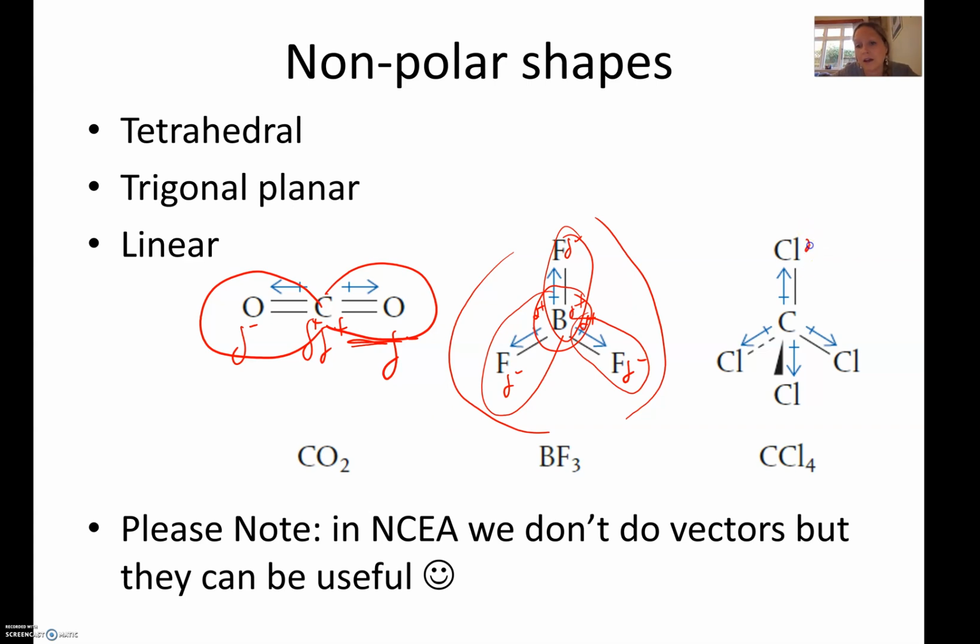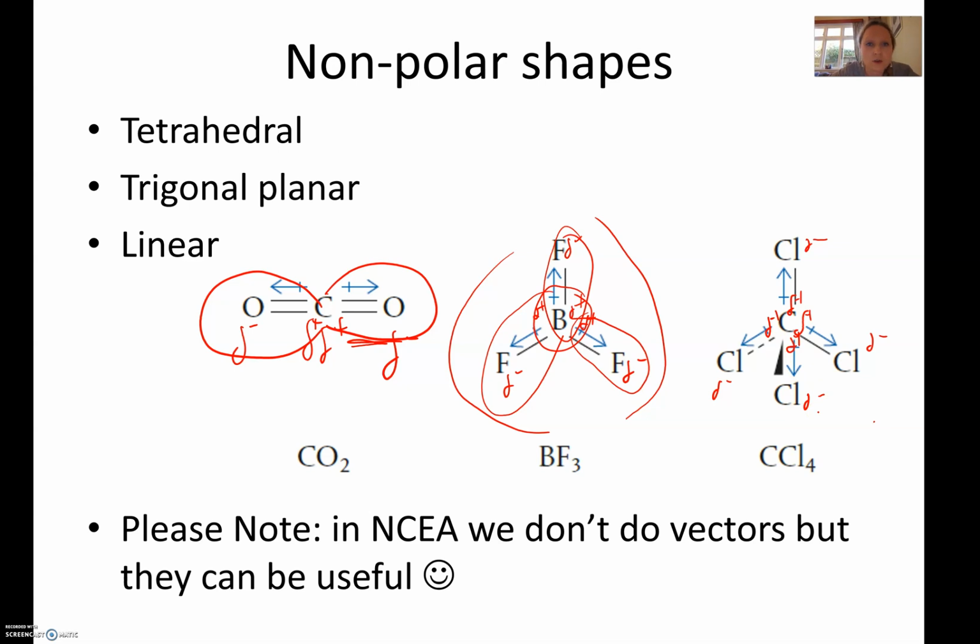Let's look at this one here. Chlorine's slightly negative. It's closer towards fluorine, and the carbons will each be slightly positive. So we can see that there's not one side that's negative and one side that's positive. So we say this structure is symmetrical and that the dipoles have cancelled and it is non-polar.